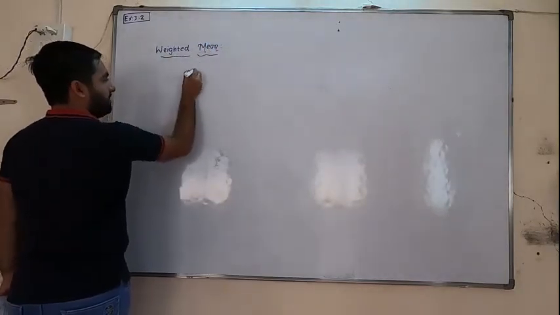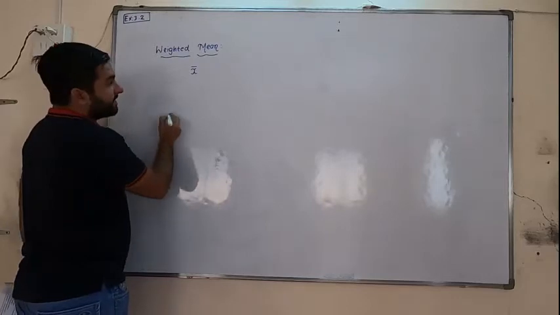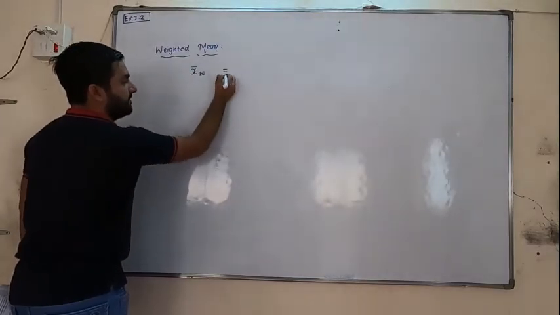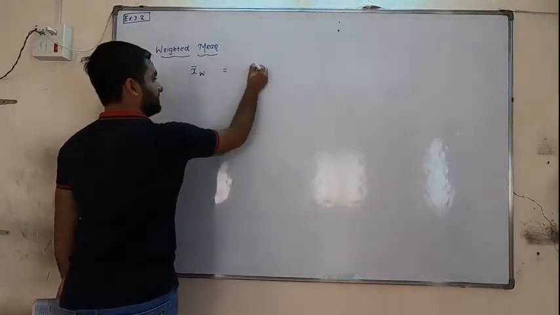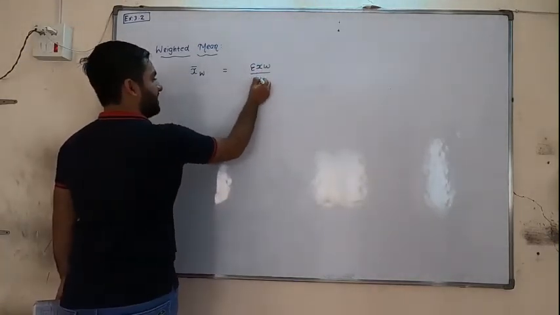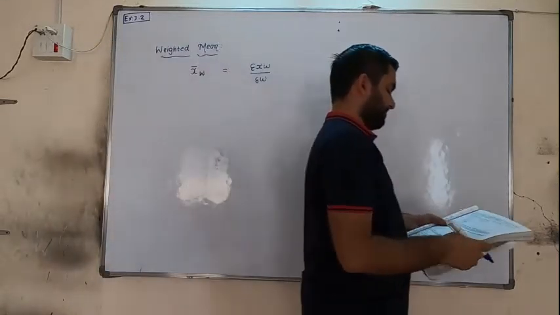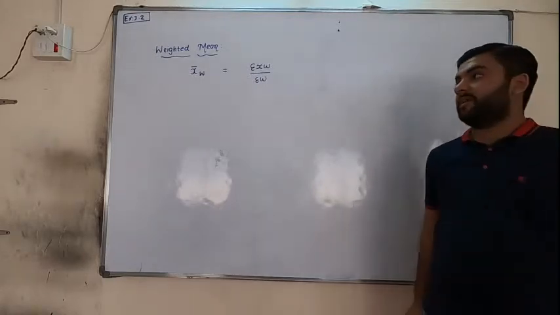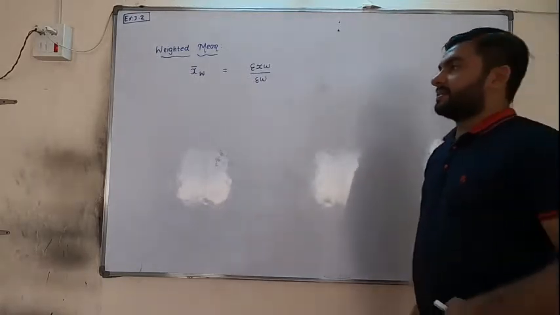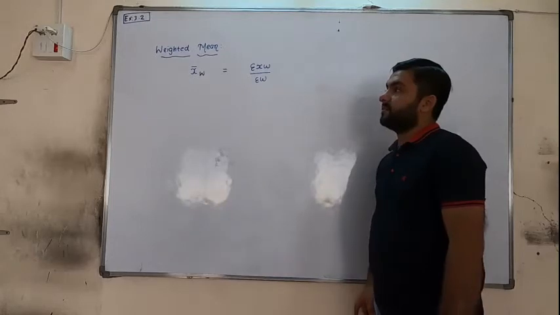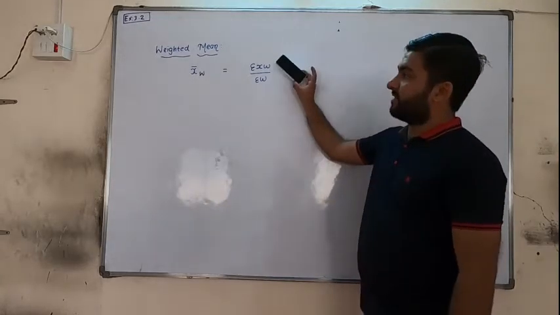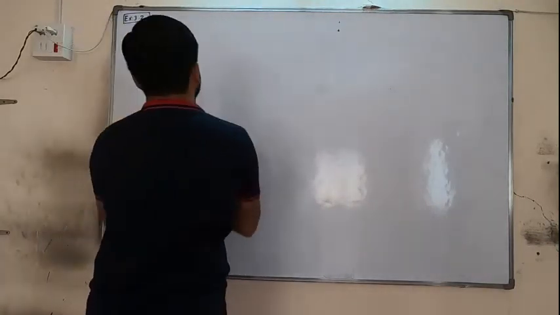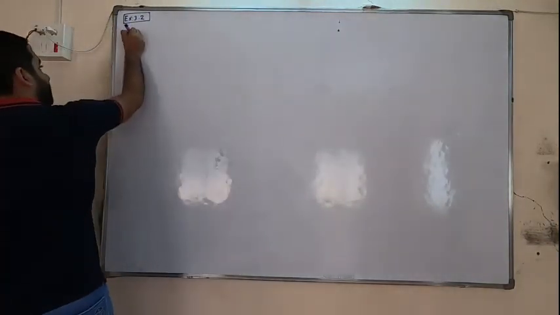Weighted mean. Now mean is denoted by X bar. If it is combined mean, then X bar C. If it is weighted mean, then X bar W is equal to sigma XW divided by sigma W. Okay, so this is the formula for finding out the weighted mean. X bar W is equal to sigma X into W divided by sigma W. So we need one column which multiplies X and W. Okay. Now we are going for the second sum.